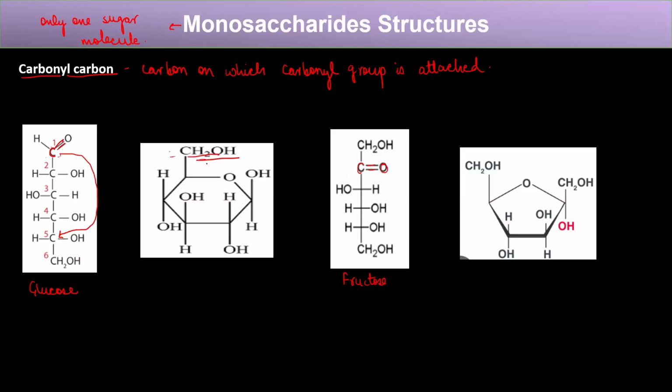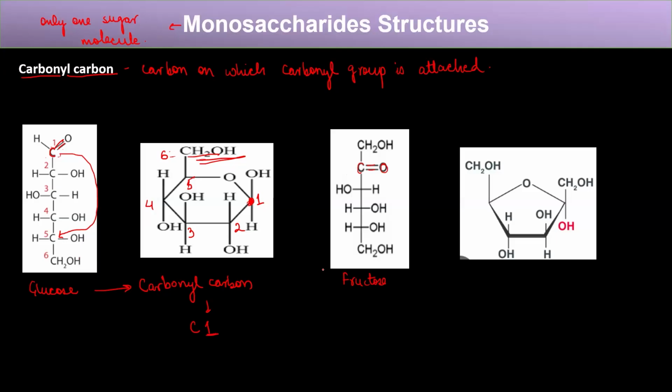This is your CH2OH, so this is the sixth carbon. This will be your fifth carbon, this will be your fourth, this will be third, second, and first. So what we are seeing is that in the case of glucose, or in the case of pyranose structures, this is your carbonyl carbon, right? So in glucose, the carbonyl carbon is carbon number 1, or I'm representing it by C1, right?